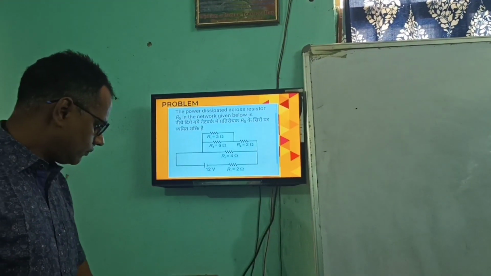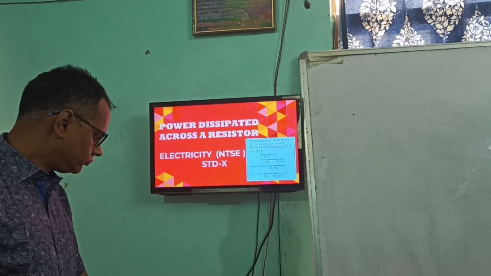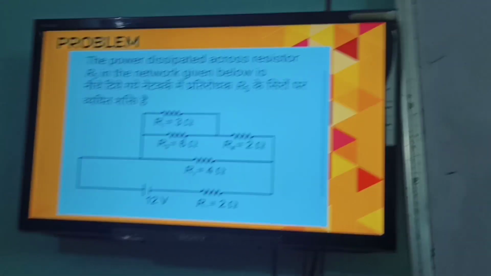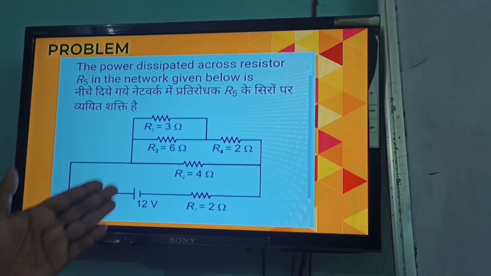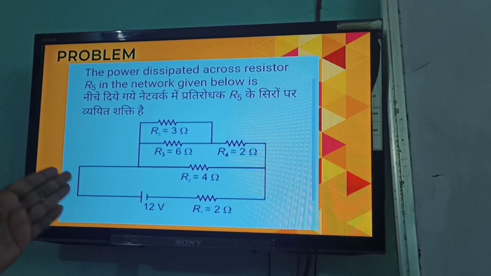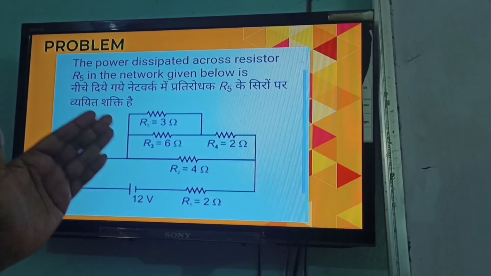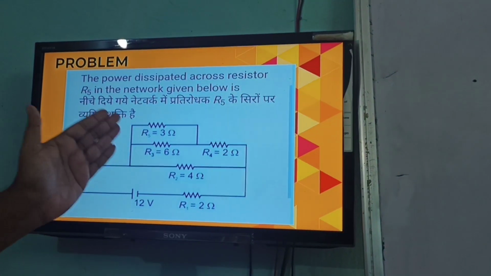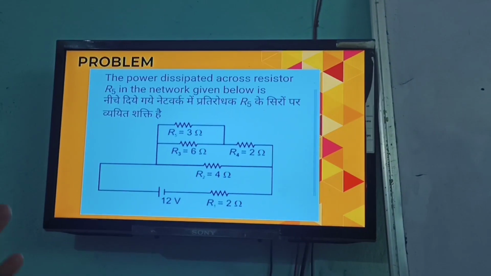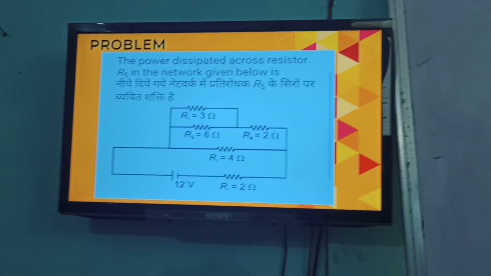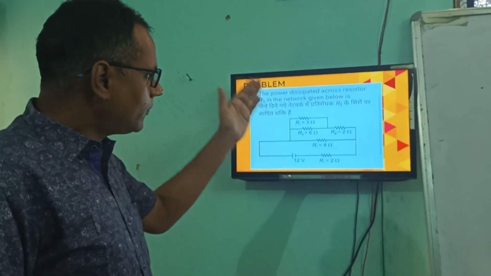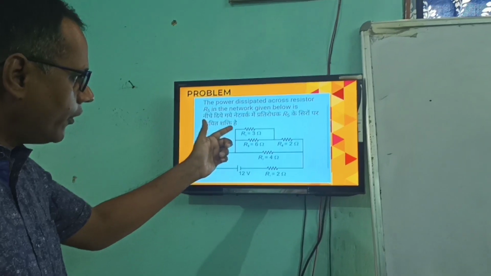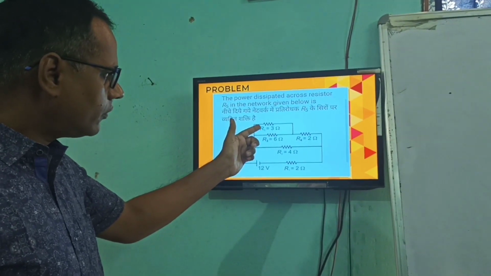You see, the question is like this: the power dissipated across a resistor R5 in the network given below. Here you see a 12 volt potential is connected, and the resistances R1, R2, R3, R4 and R5 are there, with resistors of 2 ohm, 4 ohm, 6 ohm, 3 ohm and 2 ohm. And the question is asking, what is the power dissipated in the resistor R5?